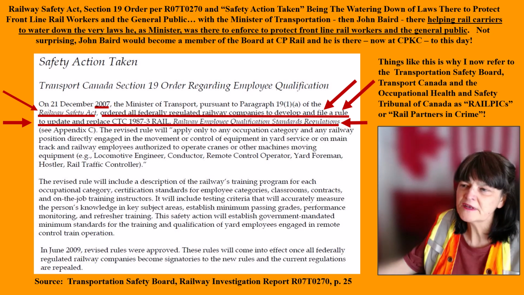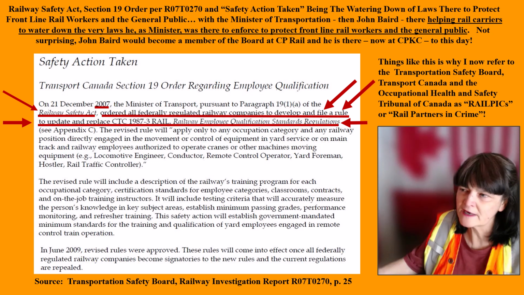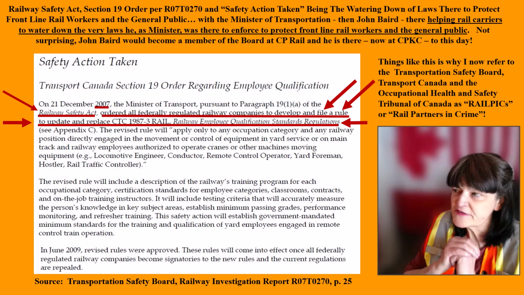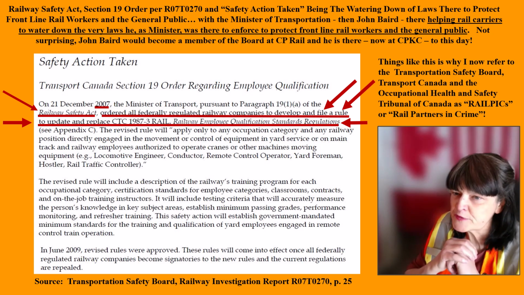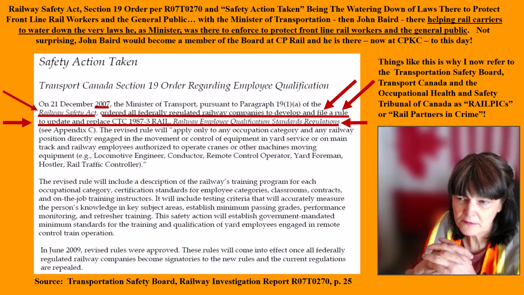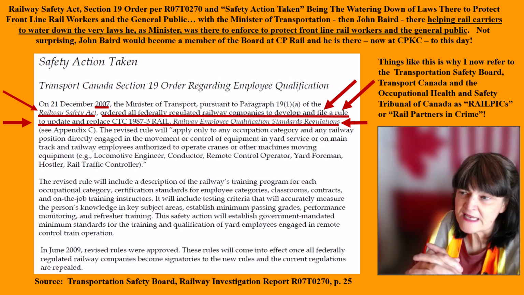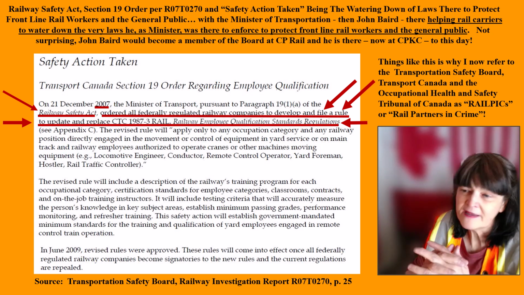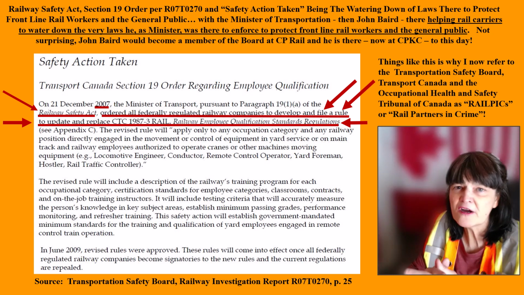Okay, so what's key in this railway investigation report that I really want everybody to understand, so that you can understand the brainwashing that goes on and how things are done, is the fact of the watering down of the laws that were there to protect the frontline rail workers and the general public, with the Minister of Transportation, then at the time John Baird, basically helping rail carriers via this Railway Safety Act Section 19 order to water down the very laws he, as a minister, was there to enforce to protect frontline rail workers and the general public. And not surprising to me, John Baird would become a member of the board at CP Rail, and he is there to this day.